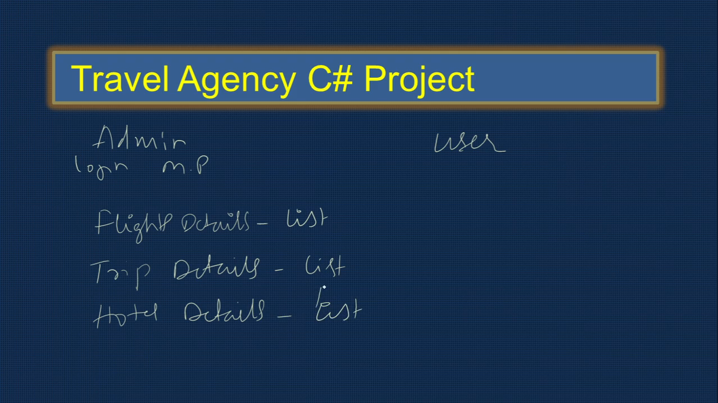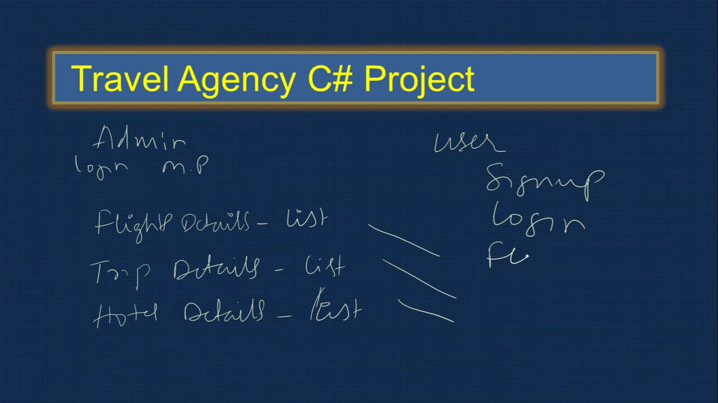So this agency, this company, is basically tied up with the flight companies, the trip companies, and the hotels, and they'll collect all the data and enter the data into this website. From this the user can sign up here, so they can log in. Now they can view all these three: flights, trips, and hotels. Based on the price and the date, they can book each one.